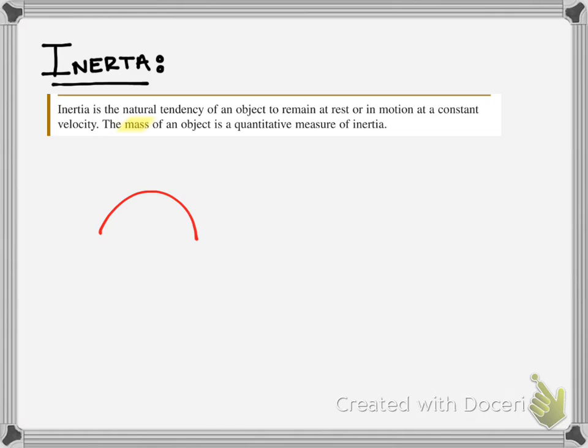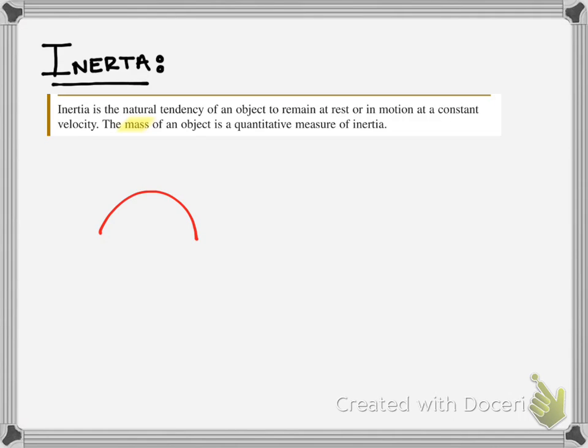So now we begin with inertia. Inertia is defined as the natural tendency of an object to remain at rest or in motion at a constant velocity. Inertia and mass are thought to be used interchangeably. They can be, but mass is specifically the quantitative measure of inertia.